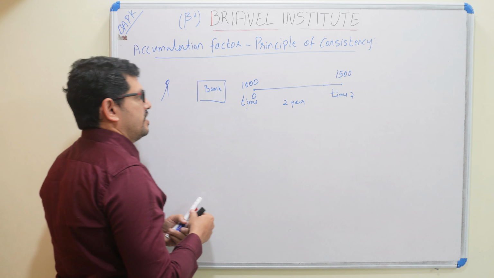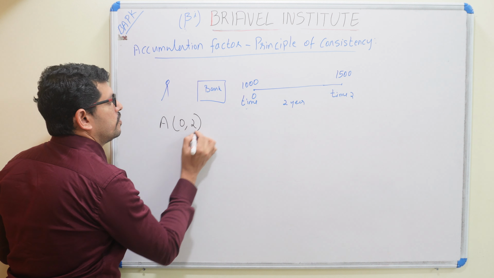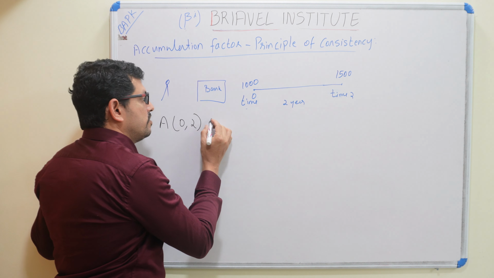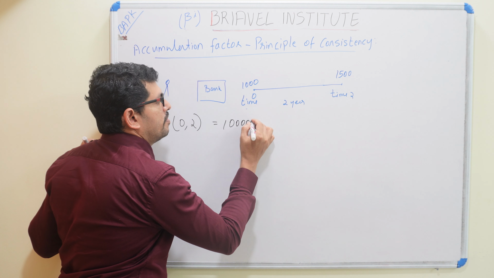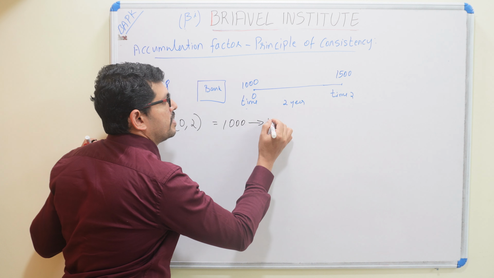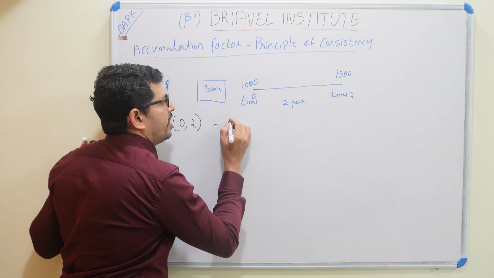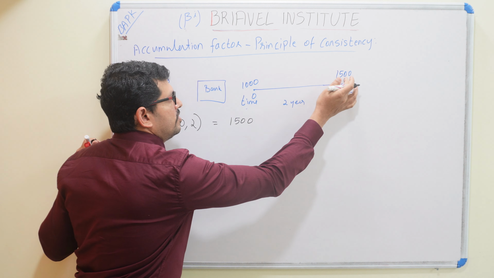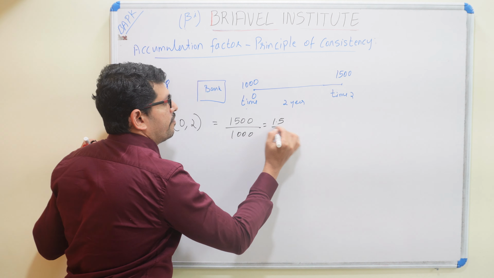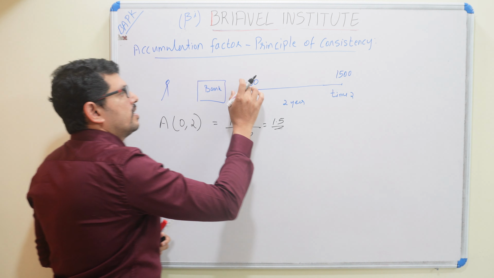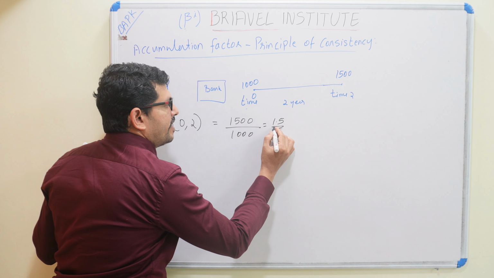Then what is his accumulation? How do we represent it? We can represent accumulation as A02, for the period T0 to Tn. His $1,000 has become $1,500. The accumulation factor is found by 1,500 divided by 1,000, so our accumulation factor is 1.5. So $1,000 becomes $1,500 within a time period of 2.